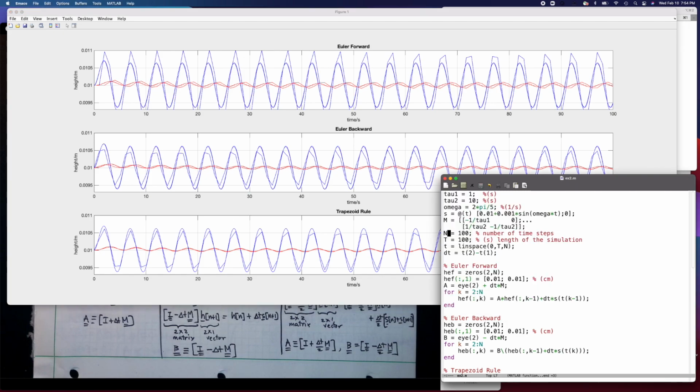And one more time. Maybe that's too brutal. Just 10 time steps, that's not enough. I had 100, let's do 50. Let's go more slowly here.